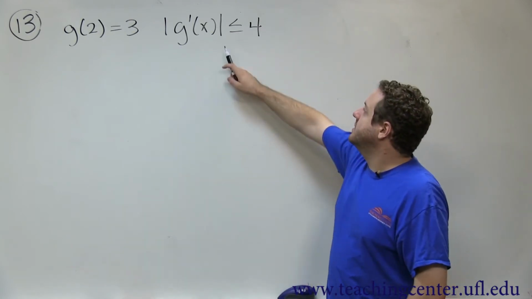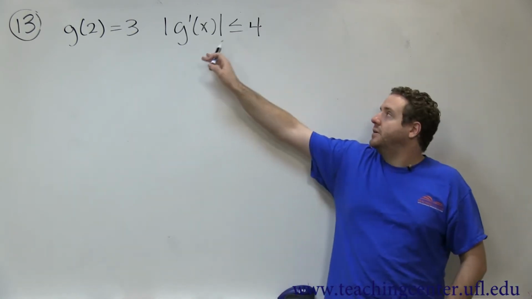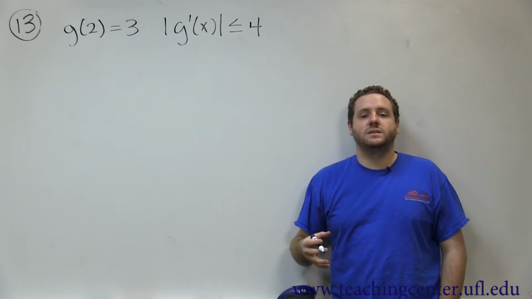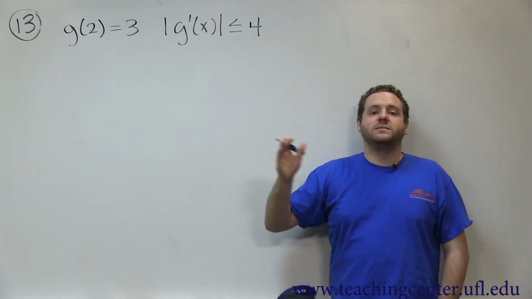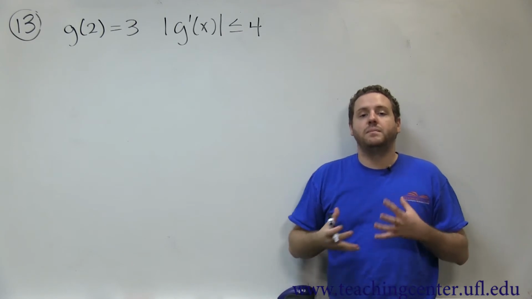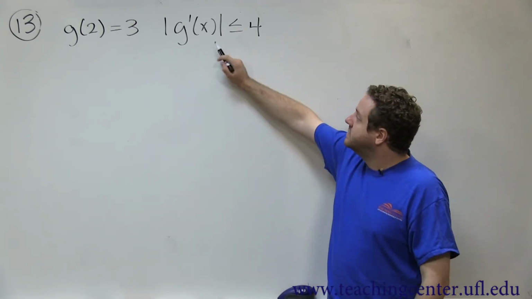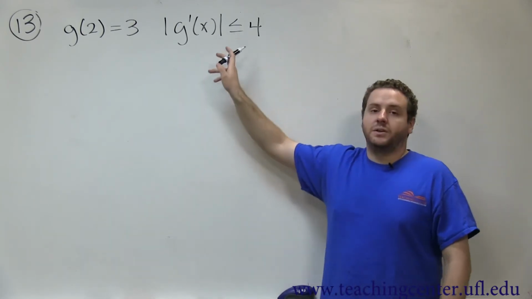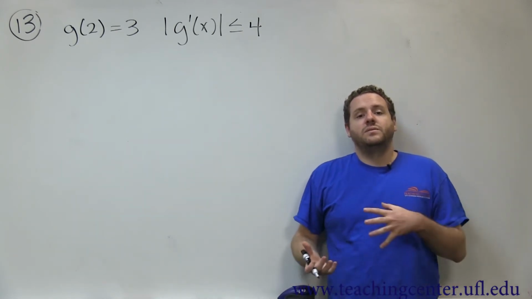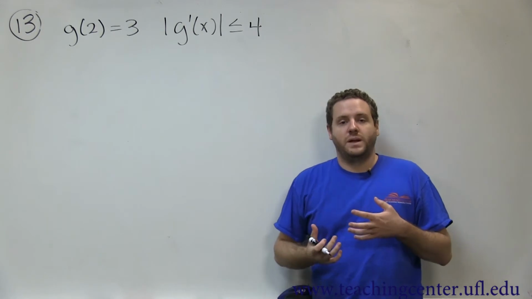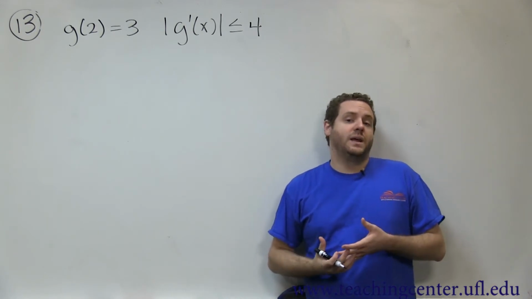And what we know is the absolute value of the derivative of g is always less than or equal to 4. So what that means is the derivative of g can only be as high as 4, and it can only be as low as negative 4. It can only be in between those numbers, because anything else would make this absolute value not satisfy this inequality. So our derivative is always between negative 4 and 4, meaning our slope is always between negative 4 and 4.